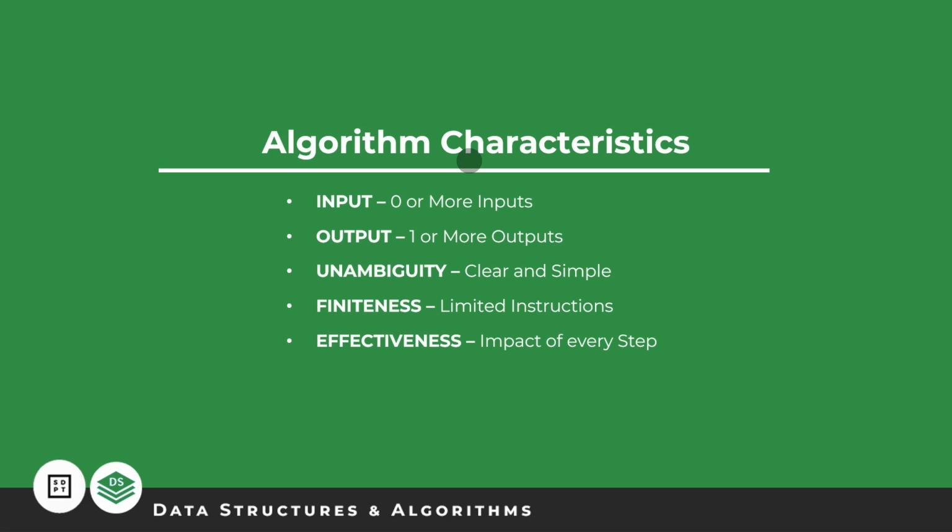Okay? Then, lastly, we have the effectiveness. Syempre, yung impact ng every step. So, kung meron kayong step dun sa algorithm nyo na wala namang ginagawa dun sa data, then probably, you should remove that. Dahil wala siyang binibigay na impact dun sa data na binigay natin. So, ibig sabihin, walang kwenta. Sumasayang lang siya ng resources. Okay? So, yun yung mga characteristic ng algorithm natin.